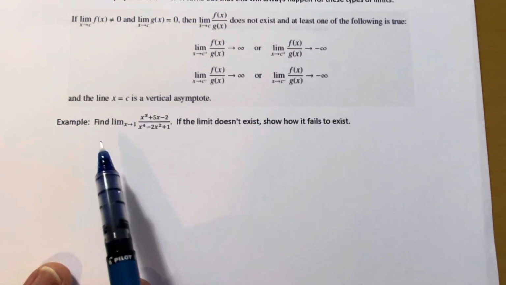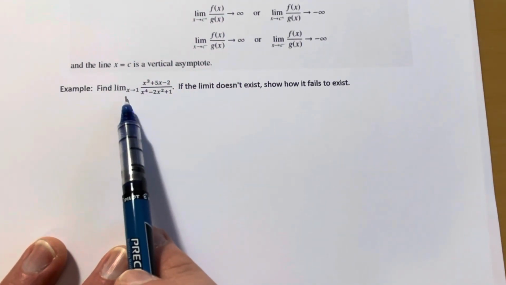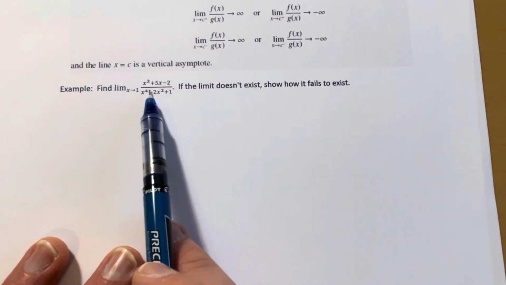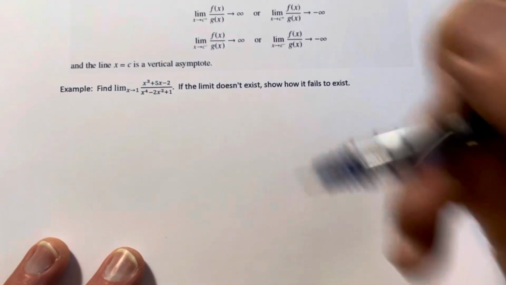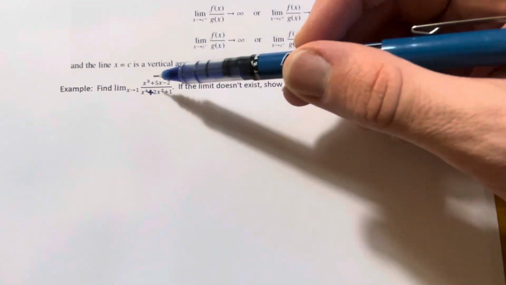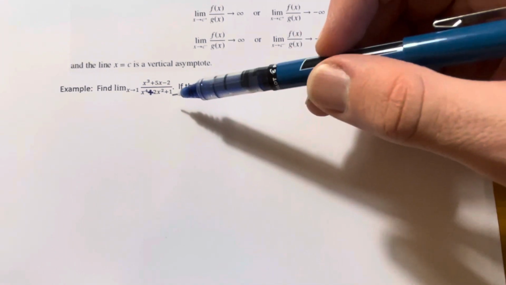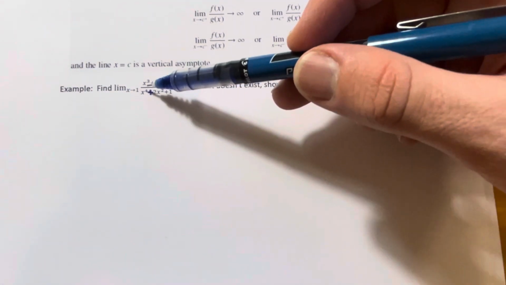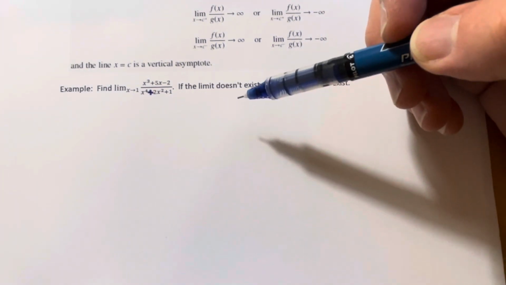Okay, so let's take a look at this example down here. The limit as x approaches 1 of this function. I think there's another typo. This was supposed to be a plus right here. Not sure what happened. I've got a couple of typos in here. That's a plus. So I have x cubed plus 5x minus 2 in my numerator, and I have x to the fourth, plus 2x squared plus 1 in my denominator.